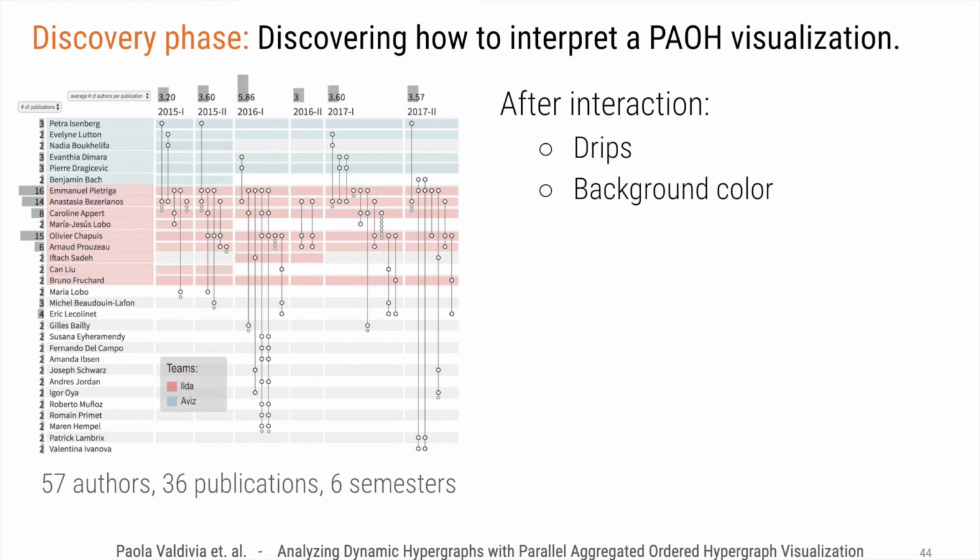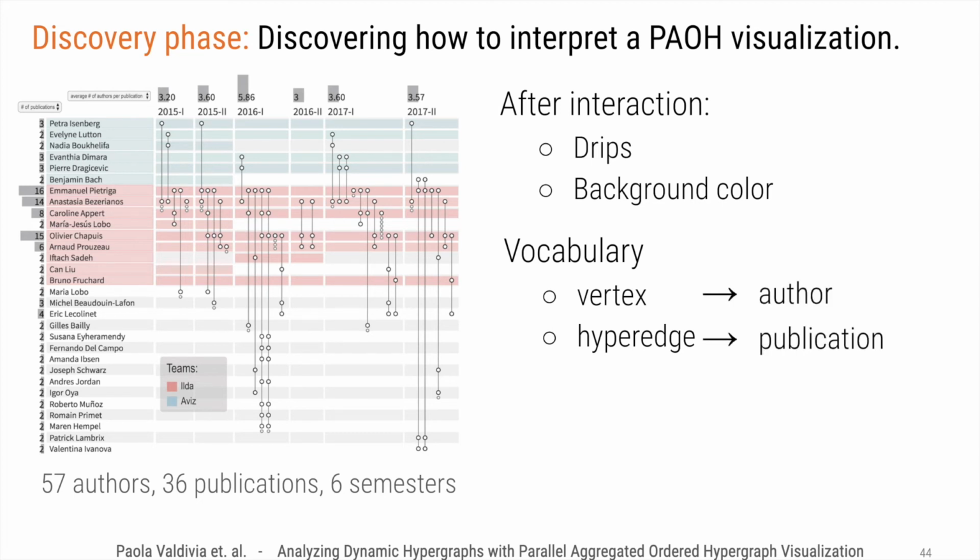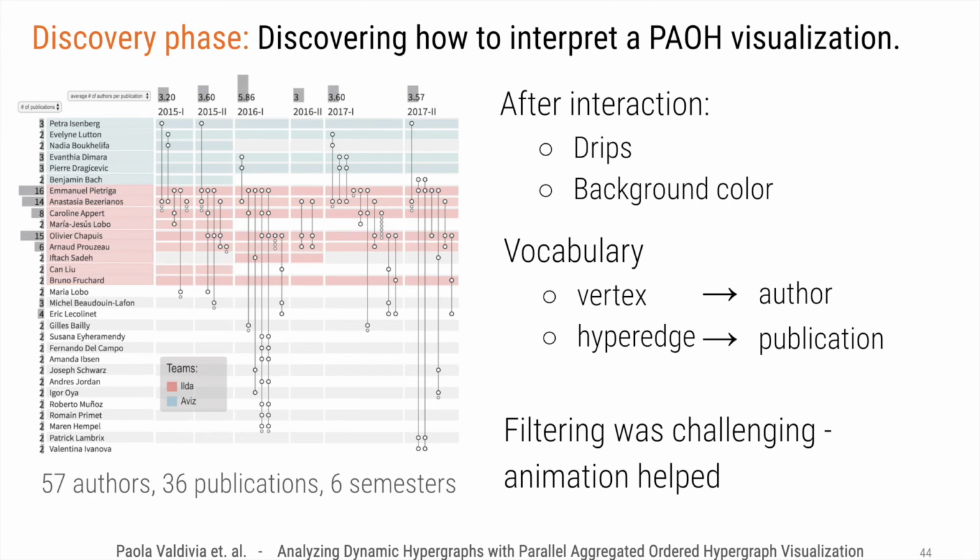An example of problems we noted and fixed was that the terms vertex and hyperedge were confusing, so we replaced them by custom terms loaded with each dataset. For example, instead of vertex, we say author. Instead of hyperedge, we say publication. Some participants were lost after filtering, so we added a simple animation to clarify what was being filtered out.